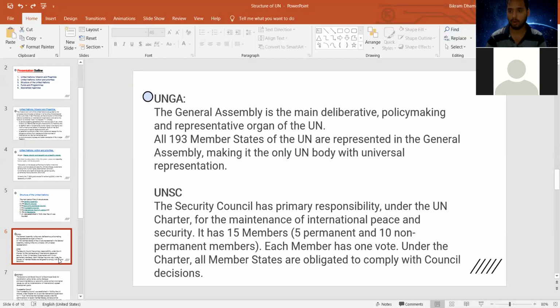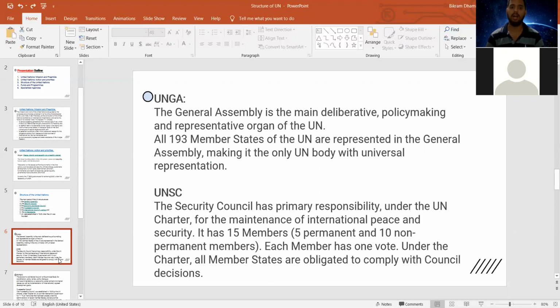The first organ of the United Nations is the United Nations General Assembly. The General Assembly is the main deliberative, policy-making and representative organ of the United Nations, as all 193 member states are represented in it, making it the only UN body with universal representation. So you can say that this is the organ in which all 193 members of the United Nations are the representatives.